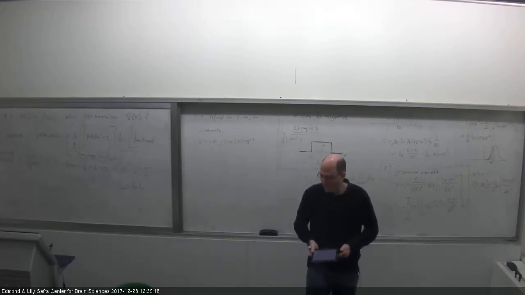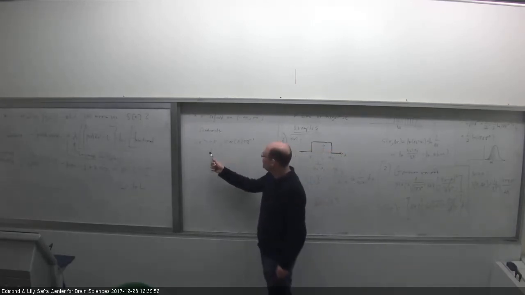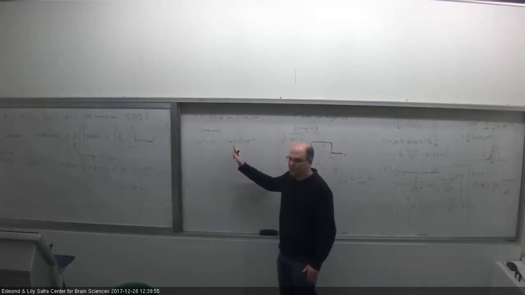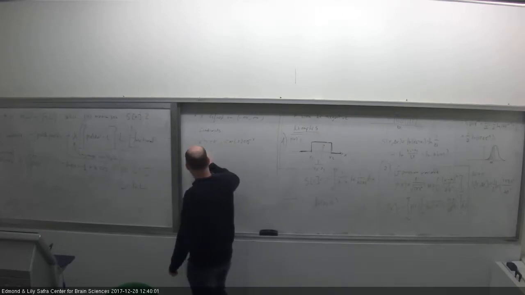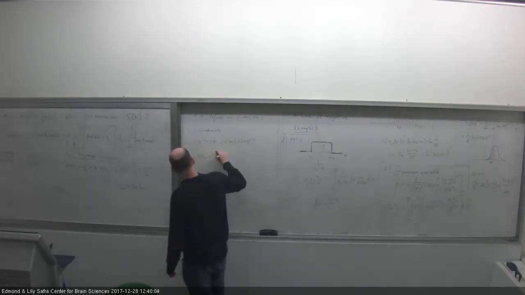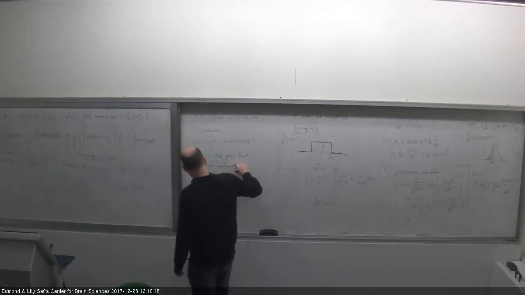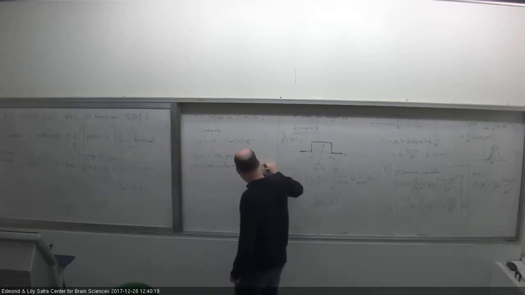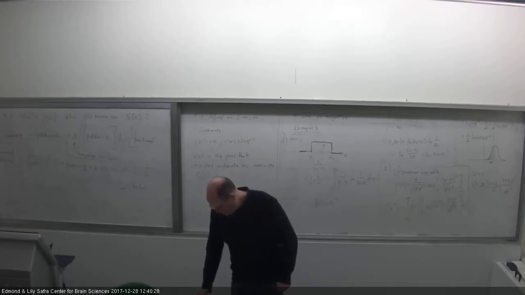So we can ask ourselves, given these two constraints, what is the distribution p of x that obeys these constraints and has a maximal differential entropy? And I will just write down the answer. Does anybody know what this is?